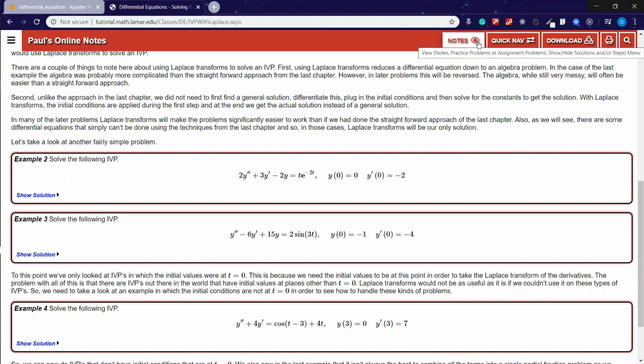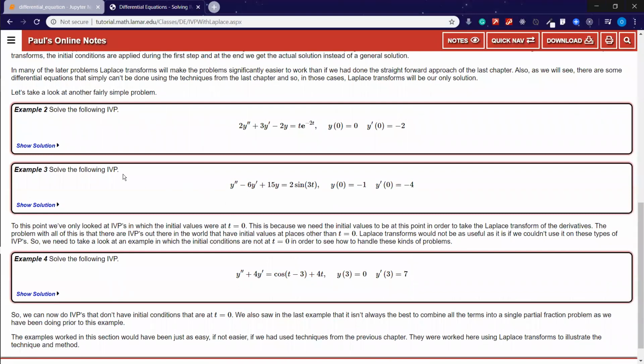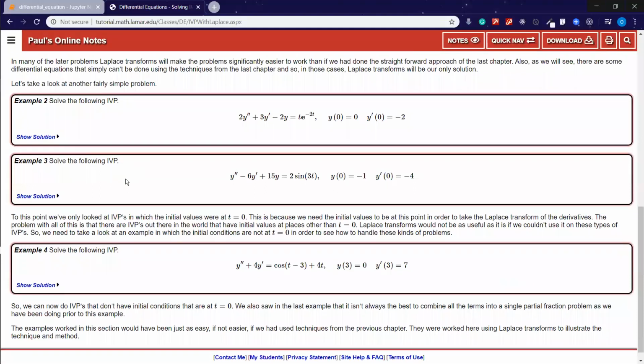So in this video, we're going to be looking at how to solve a differential equation with Python. Okay, and we are going to be making use of the sympy library. So we'll be solving just one differential equation, and I think we should go for example 3. This one right here. Okay, so let's get started.